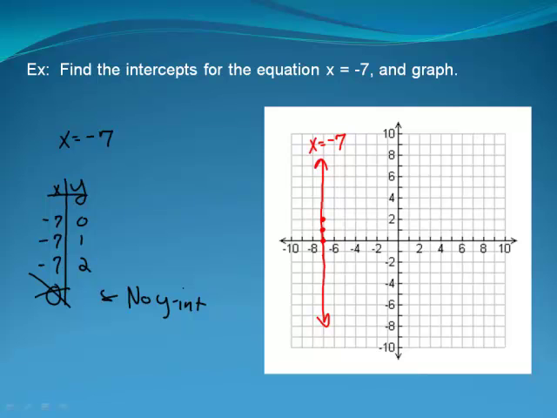Notice that, as we predicted, there is an x-intercept. That x-intercept occurs where y is equal to 0, but there is no y-intercept. That line is never going to cross the y-axis because it's parallel to the y-axis. And that's what we predicted as well.